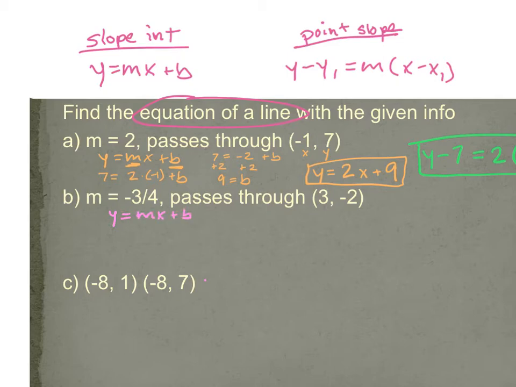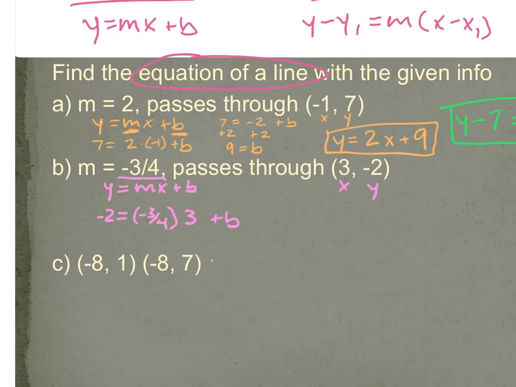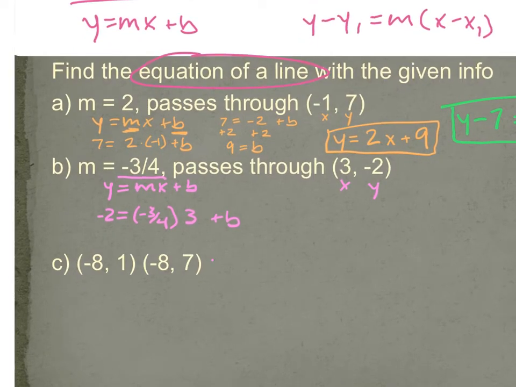We're going to plug in our m, which is -3/4. We're going to plug in our x, and we're going to plug in our y. So our y is -2, which is equal to -3/4 times x, which is 3, plus b. So here we're solving for b. Next, we just need to simplify our equation so we can get b equals.